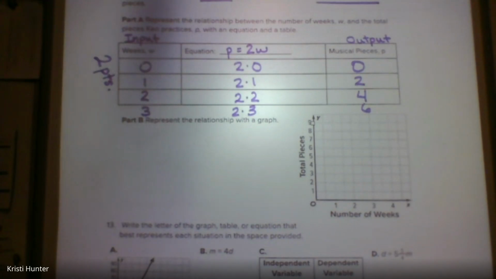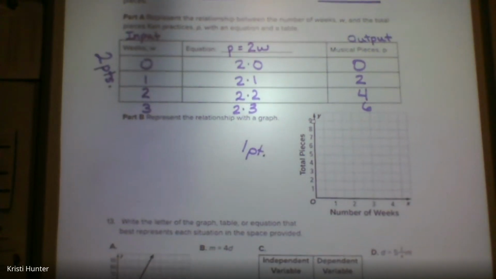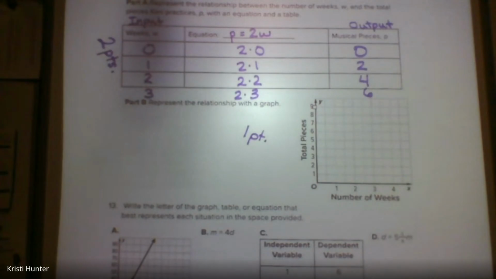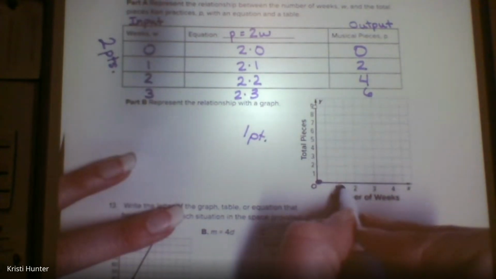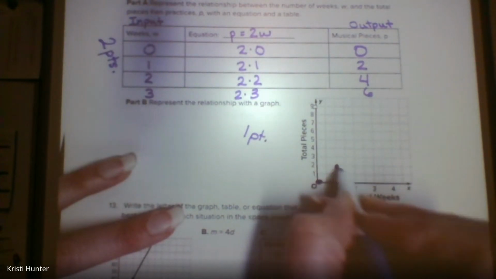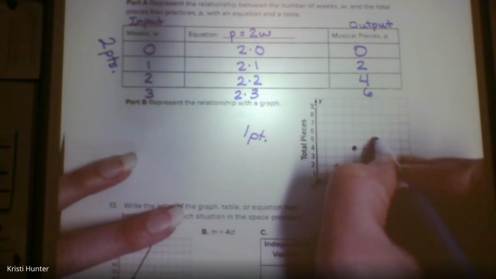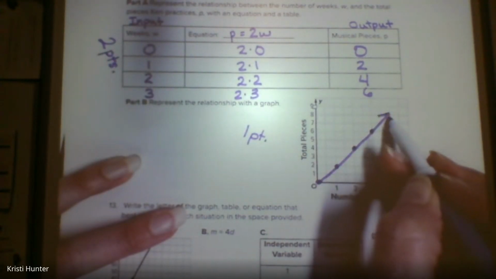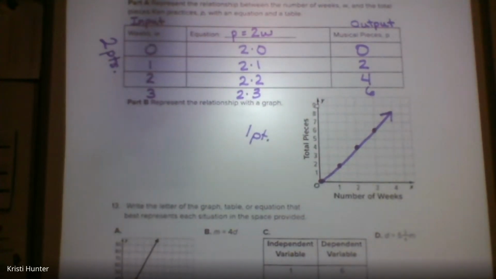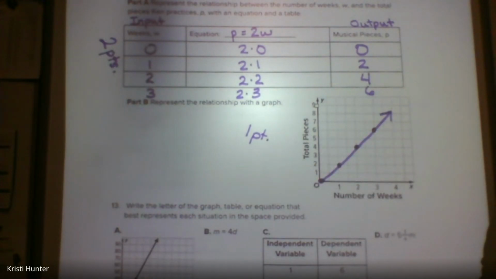Now your next point, so this is a 3-point problem total, is just that you can graph those points. It's a 1-step equation, so it's going to go through 0, 0, and we're going to graph 1 week, 2 pieces, 2 weeks, 4 pieces. 3 weeks, 6 pieces. Remember, you only have to have 3 points. Once you have your 3 points, go ahead and connect your line. And that'll give you your last point for problem number 12.